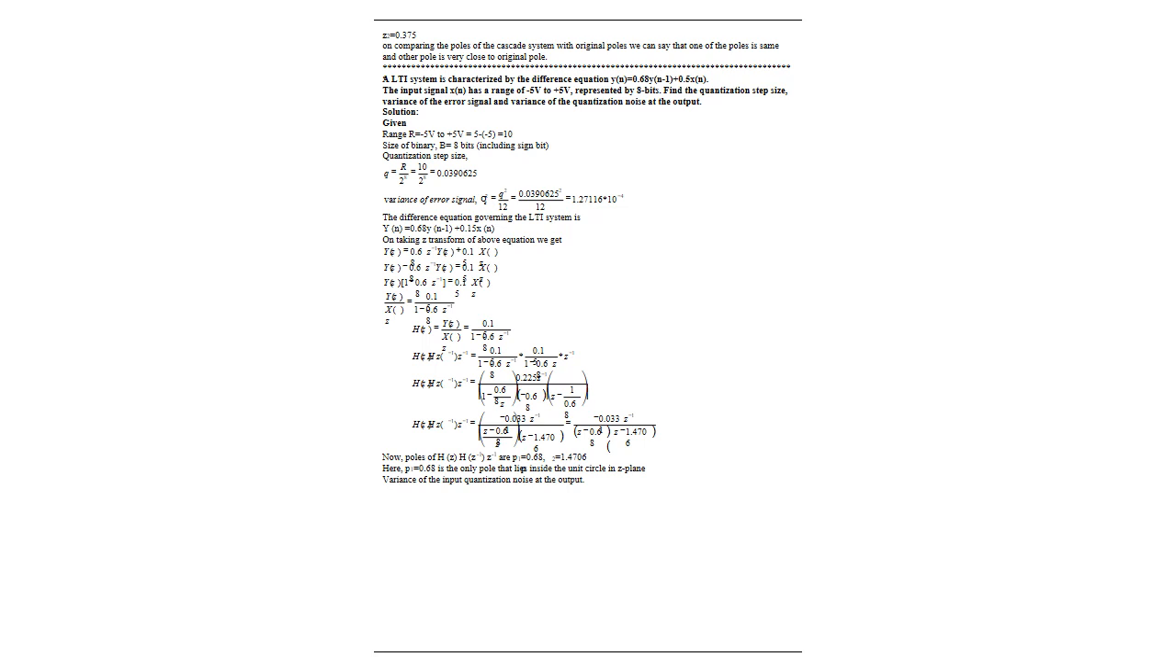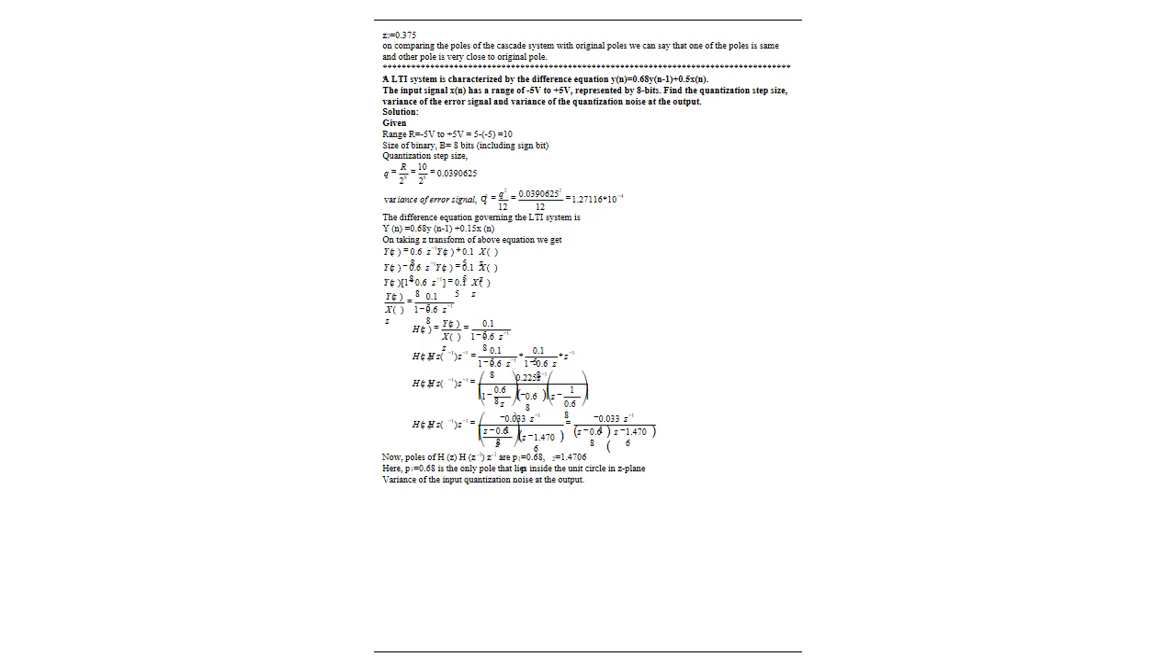Okay. Next question is, an LTI system is characterized by the difference equation y of n is equal to 0.68 y of n minus 1 plus 0.5 x of n. The input signal x of n has the range of minus 5 volt to plus 5 volt, represented by 8 bits. Find the quantization step size, variance of the error signal and variance of the quantization noise at output.